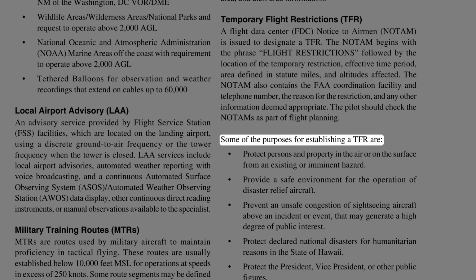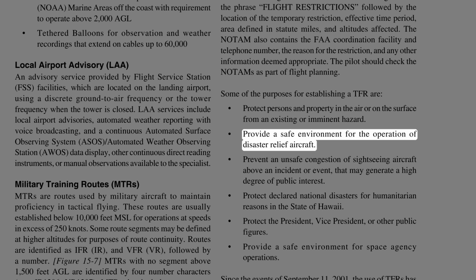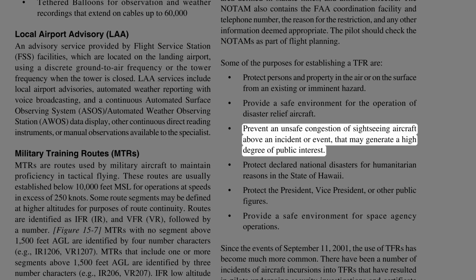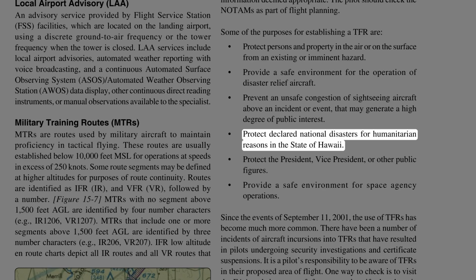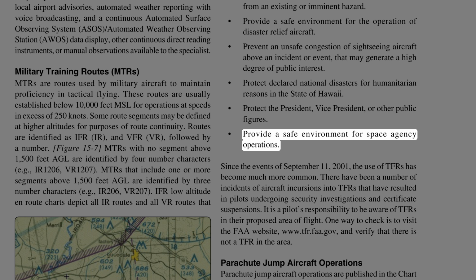Some of the purposes for establishing a TFR are: protect persons and property in the air or on the surface from an existing or imminent hazard. Provide a safe environment for the operation of disaster relief aircraft. Prevent an unsafe congestion of sightseeing aircraft above an incident or event that may generate a high degree of public interest. Protect declared national disasters for humanitarian reasons in the state of Hawaii. Protect the president, vice president, or other public figures. Provide a safe environment for space agency operations.